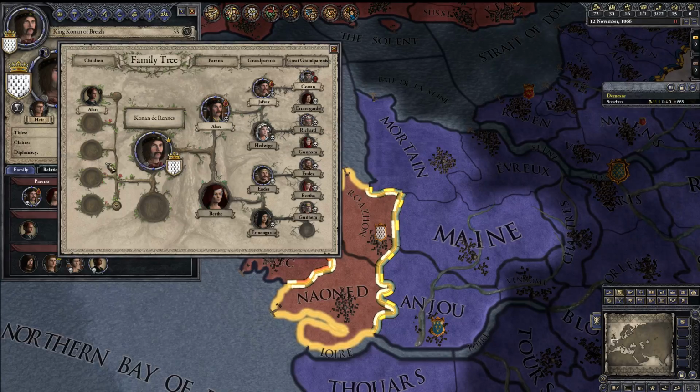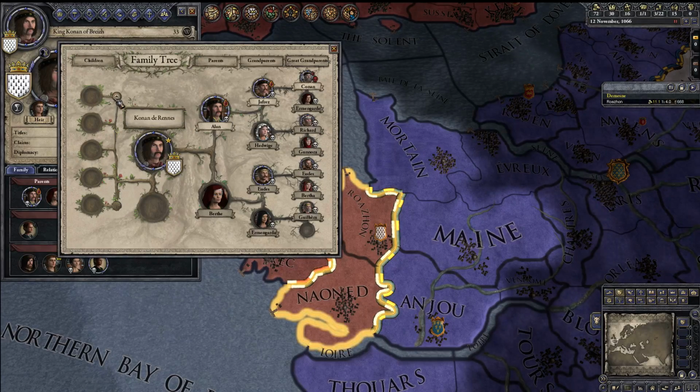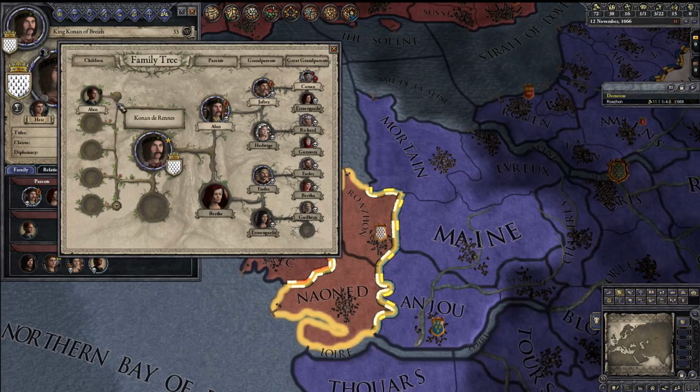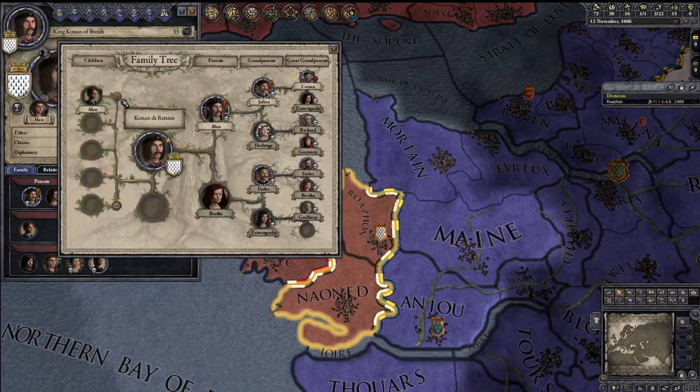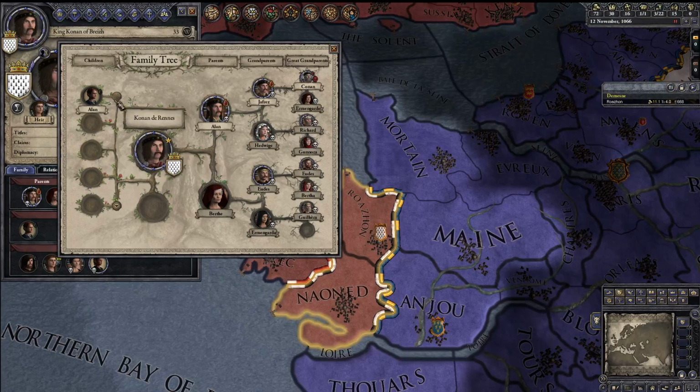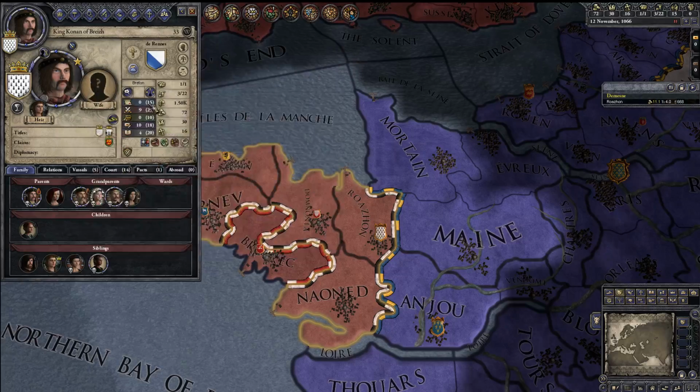Alright, so next up we have our family tree, in which you can see who's your direct ancestor. It only goes so far. Who are your direct children? It gets a little confusing when you have more than 5 kids, but it's very nice looking.